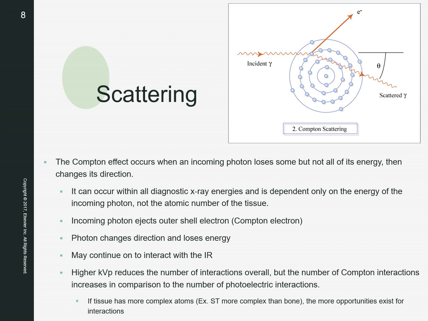Now, just because one scattering event occurred doesn't mean that that scattered electron is going to continue on and interact with the image receptor. If it has enough energy, it can go on to have many more Compton interactions, and depending on its ultimate direction of transmission, it may or may not hit the image receptor, contributing to the remnant beam or the image.